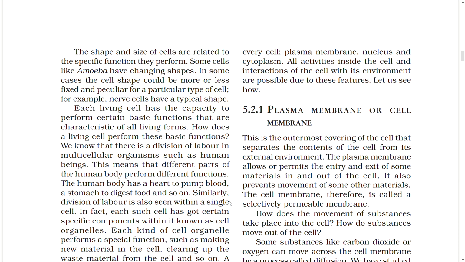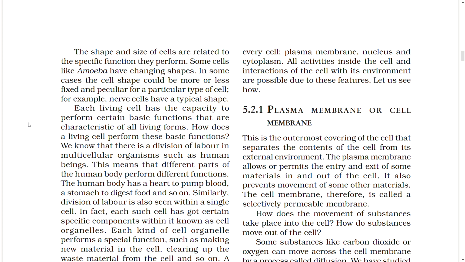The shape and size of cells are related to the specific function they perform. Some cells, like amoeba, have changing shapes. In some cases, the cell shape could be more or less fixed and peculiar for a particular type of cell. For example, nerve cells have a typical shape. Each living cell has the capacity to perform certain basic functions that are characteristics of all living forms.